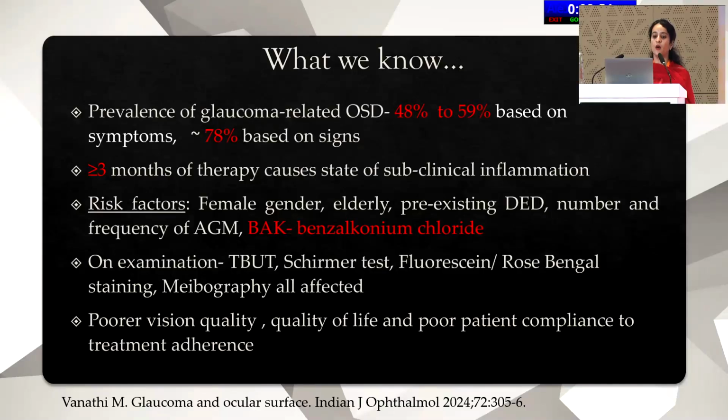More than 3 months of therapy is known to cause a state of subclinical inflammation. We'll talk about why this is clinically relevant to us. The risk factors for OSD are female gender, elderly patients, pre-existing dry eye disease, the number and frequency of medications, and whether preservative is used or not. On examination, we can use the dry eye profile, the TBUT and Schirmer's test, and meibography as well. Studies have shown that all parameters are affected in glaucoma patients.